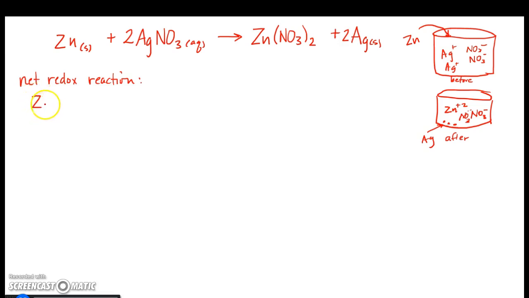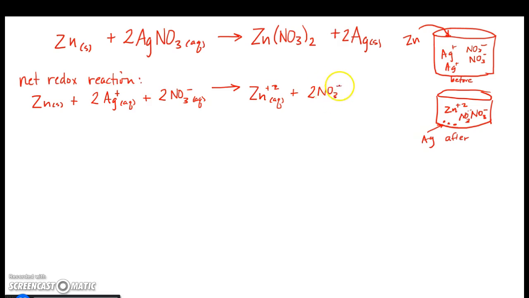So in this case, I have a solid piece of zinc plus 2 cations of aqueous silver plus 2 NO3 minuses. Those are aqueous. And they are going to react to make Zn+2, that's aqueous, plus 2 NO3 minus, that's aqueous as well. I write these apart because remember these are aqueous and I have to include that, plus 2 silver.